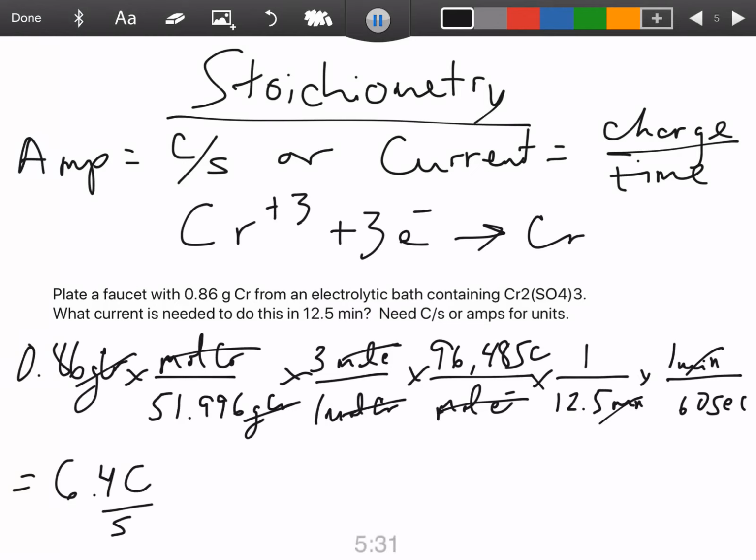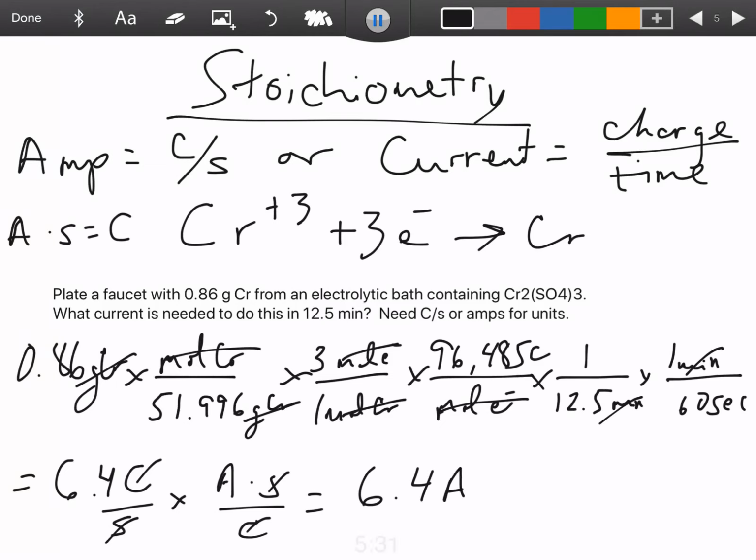I could also, taking a look at that top reaction up there, an amp equals a coulomb per second. If I multiply both sides of the equation by a second, I would get an amp times a second is equal to a coulomb. And now coulombs cancel, seconds cancel, and I've got 6.4 amps.